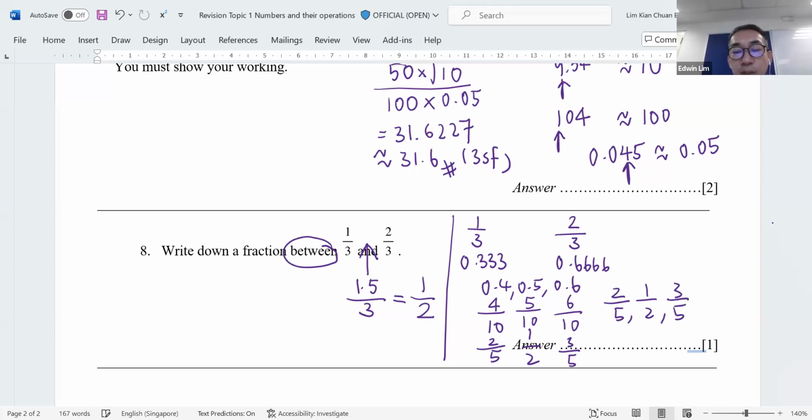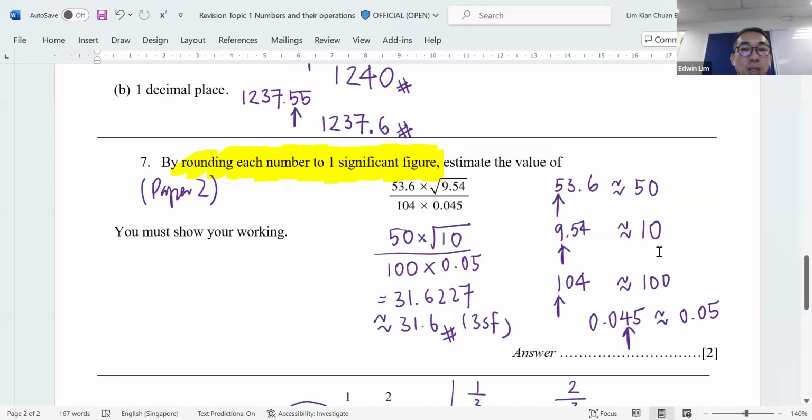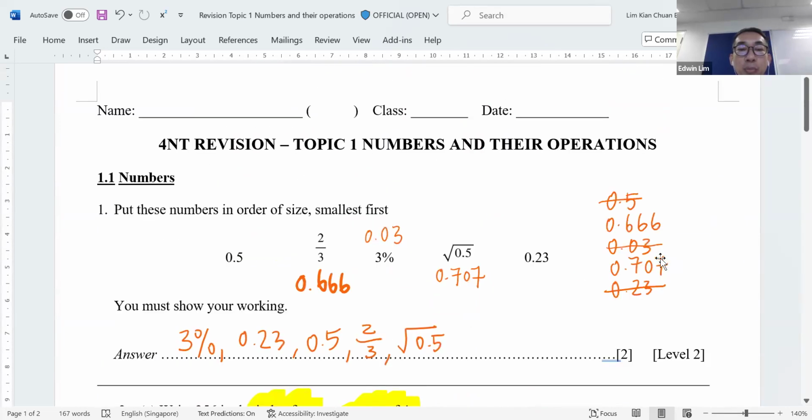Up to you. All right, but please remember, this is not a very difficult question. Just change things to become decimals, you'll find it easier. All right, these are all the possible questions in topic number 1, numbers and their operations. Hopefully it can be useful.